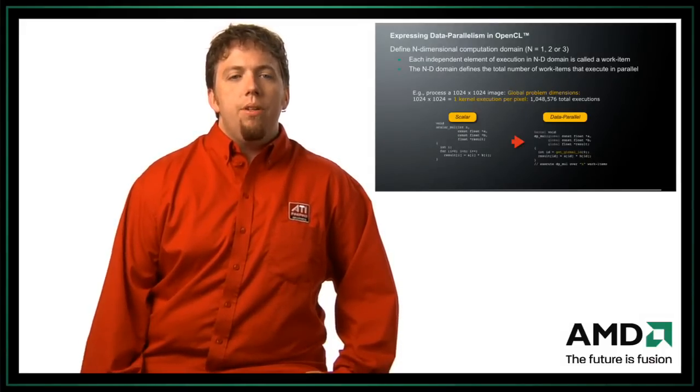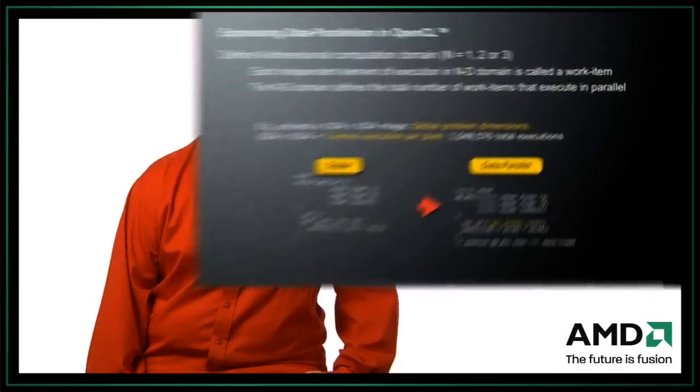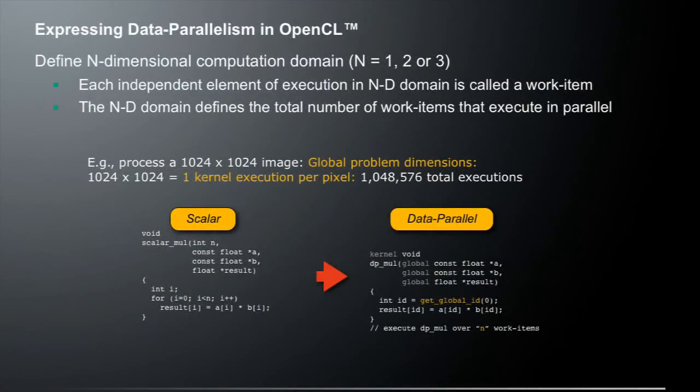So the n-dimensional domain defines the total number of work items that are executed in parallel. So let's say we wanted to process a 1024 by 1024 image. That would be our global problem dimension. And we would have one kernel executed per pixel. So each pixel would correspond to a work item in OpenCL.